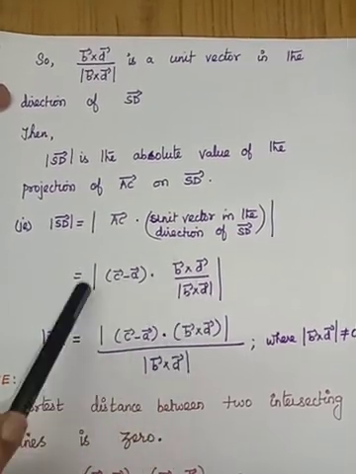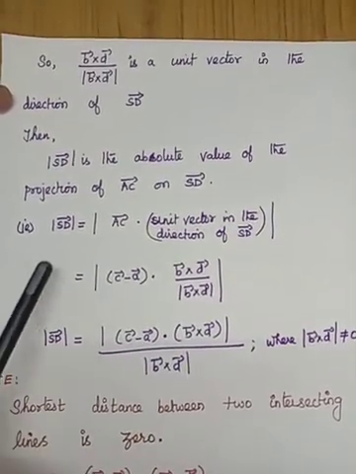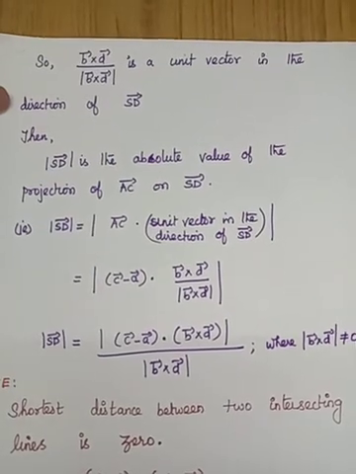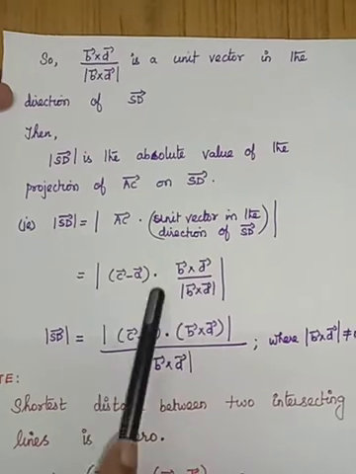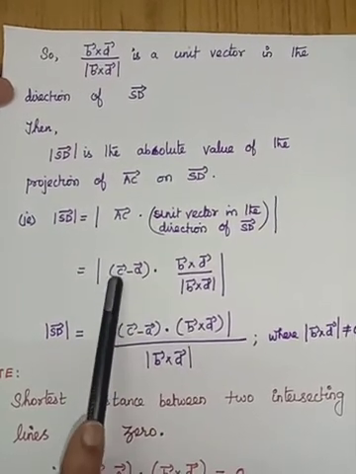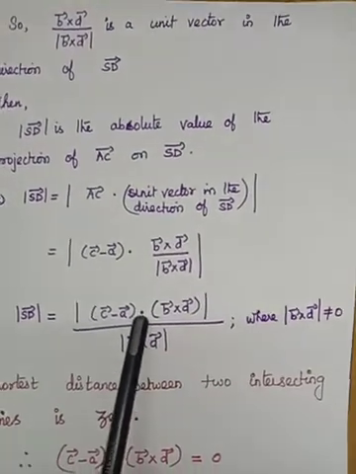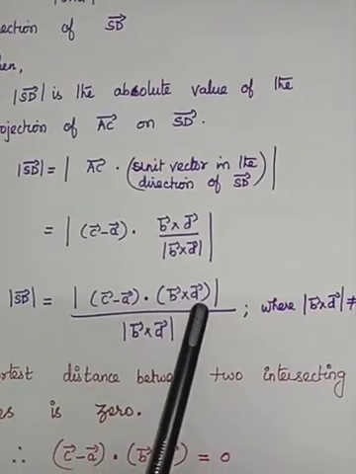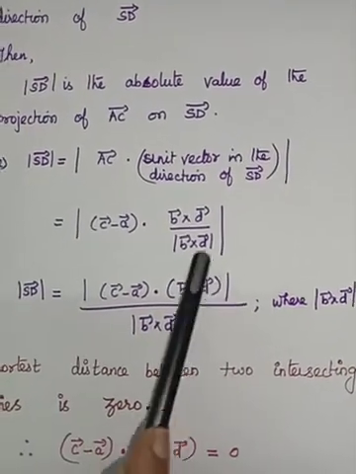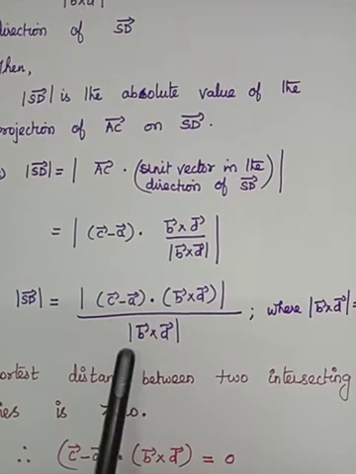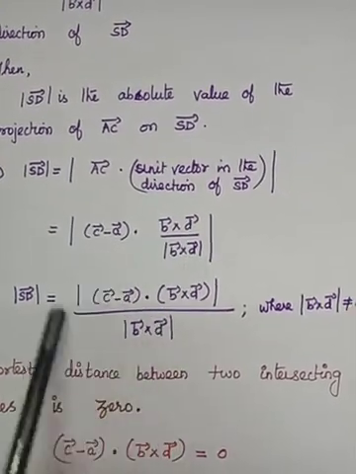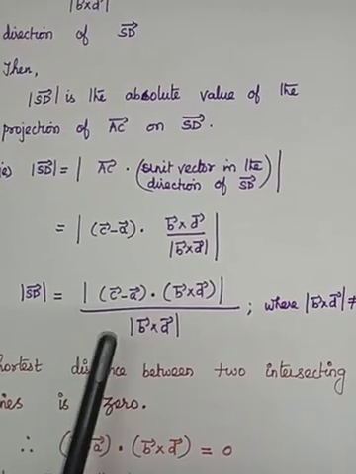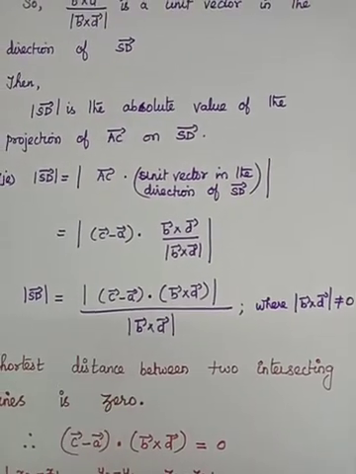Whose absolute value is nothing but SD, the shortest distance between the two skew lines. So it is written as the modulus of (c vector minus a vector) dot (b vector cross d vector), divided by the modulus of b vector cross d vector, which is a number. So this is the shortest distance between two skew lines.